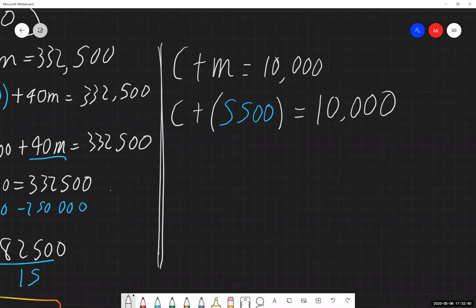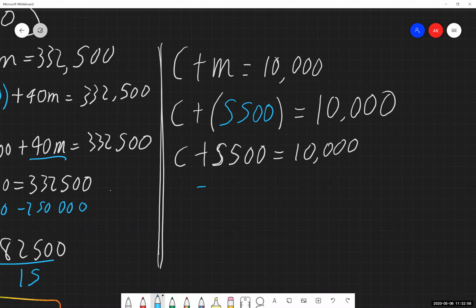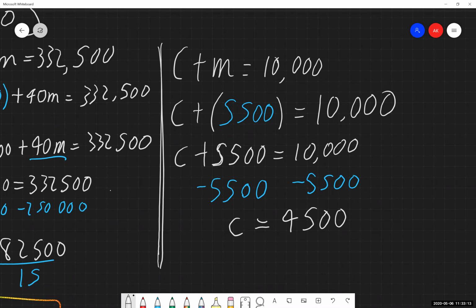Equals 10,000. So now, if we want to get this thing out of parentheses, just like we have here. Now I want to get the variable c all by itself, so I'm subtracting 5,500 from both sides. Apply your calculator if you need to figure out what that value is going to be. I believe it's going to be 4,500. 4,500 either way.